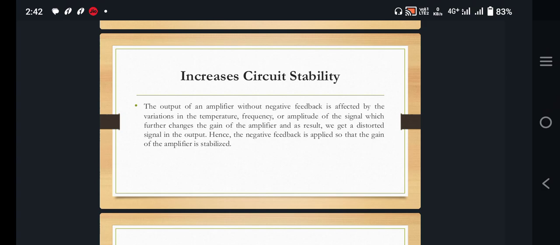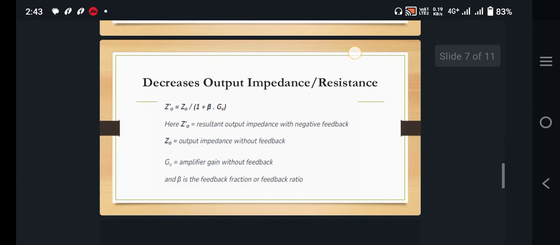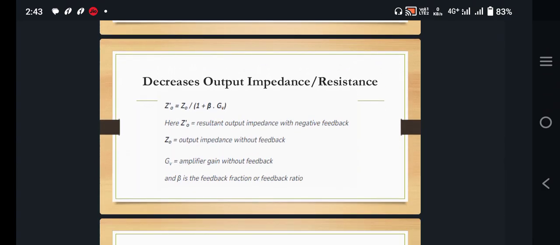Negative feedback amplifiers increase the circuit stability. The output of an amplifier without negative feedback is affected by variations in temperature, frequency or amplitude of the signal, which further changes the gain of the amplifier. We get a distorted signal in the output, hence the negative feedback is applied so that the gain of the amplifier is stabilized. The next point is which decreases output impedance or resistance.